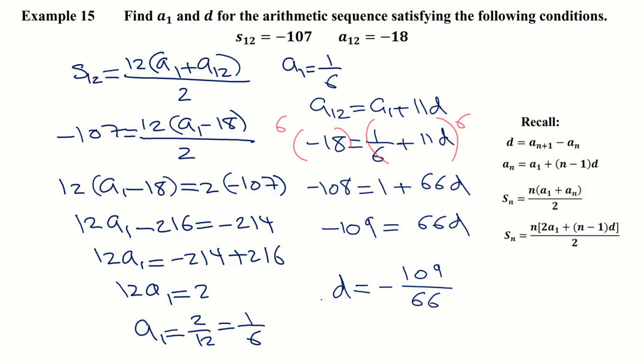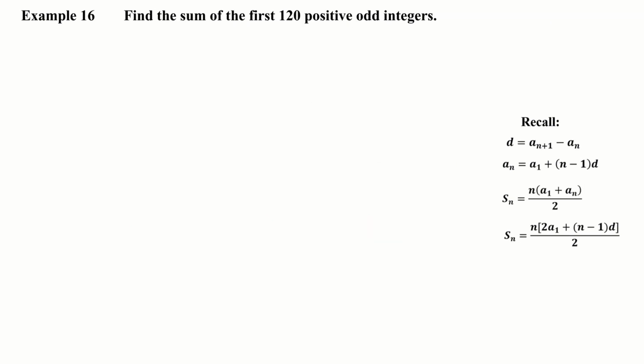All right, let's go ahead and move on. All right, here's another one you should definitely be able to do. I recommend you take a pause and try it before you come back. Find the sum of the first 120 positive odd integers. Now, I think you will recognize this as the sum of the members of an arithmetic sequence, right?